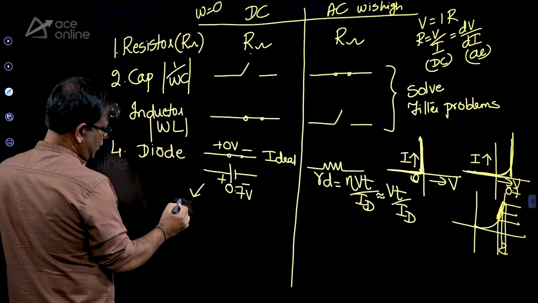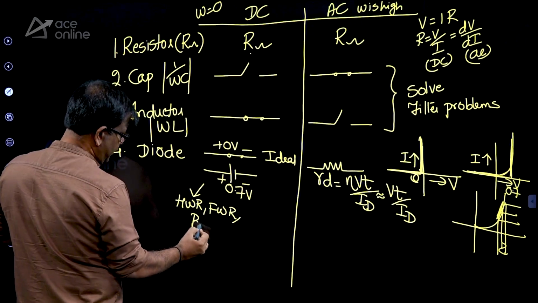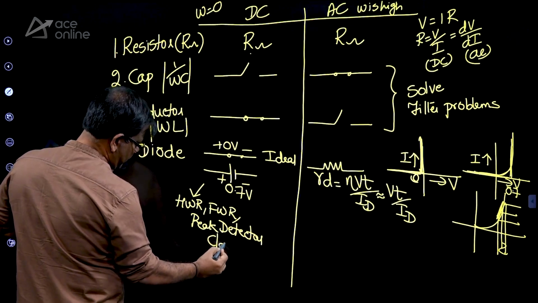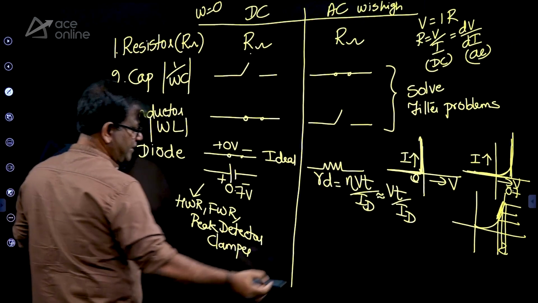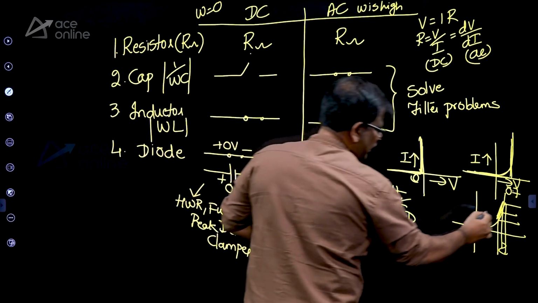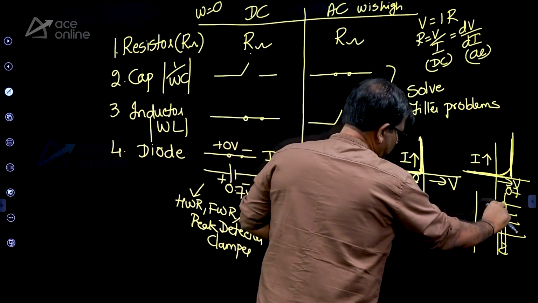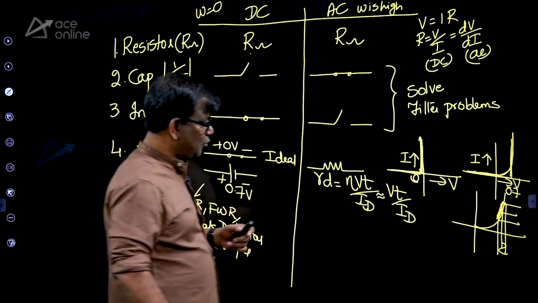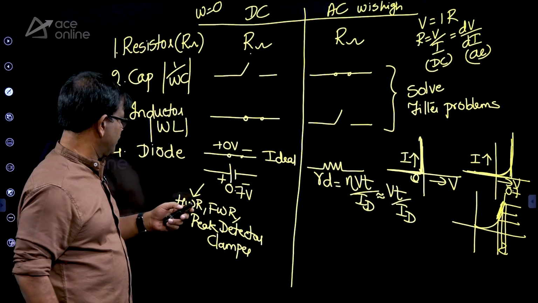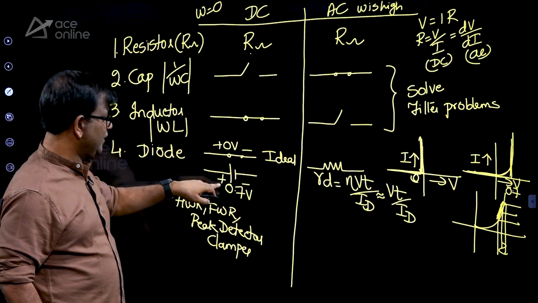You can solve half wave rectifier, full wave rectifier problems. You can do peak detectors, clampers, clippers, all the problems you can solve. But whenever the examiner applies a small signal, the diode changes into a bulb in this small portion of the total characteristics. The diode is going to be modeled just like a resistor. So half wave rectifier, full wave rectifier, peak detector, clamper, all the problems you can solve with this simple model.